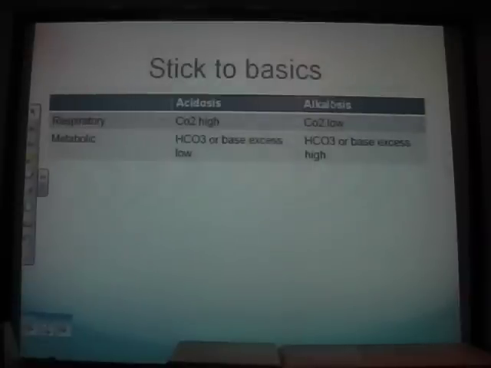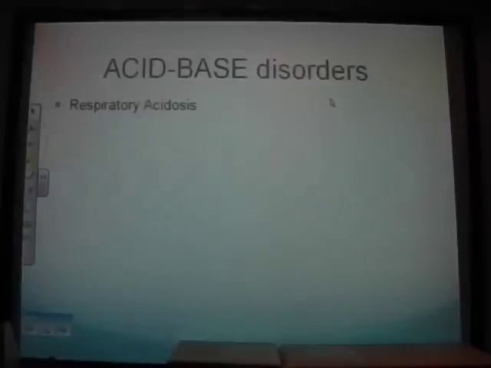Okay. So stick to the basics. I've got a few tables in here, and just use these tables for your OSCEs and for your integrated. You're almost guaranteed to get a massive EMQ on acid-base disorders, because they pretty much come up every year. So, respiratory acidosis: if CO2 is high, that's your main problem. In respiratory alkalosis it's going to be low, and in metabolic acidosis your bicarbonate is going to be low, and if it's alkalosis, it's going to be high. Simple as that. Okay. So, causes of respiratory acidosis.